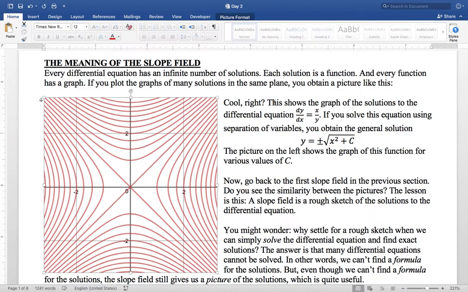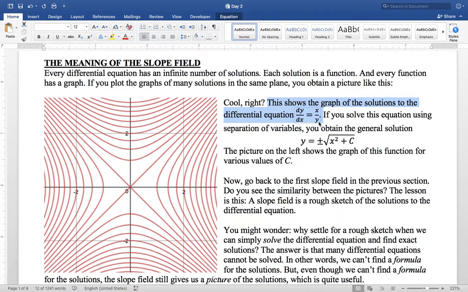This picture here shows the graph of the solutions to the differential equation dy/dx = x/y. If you solve this differential equation using separation of variables, you obtain the general solution, this thing right here. And this picture is obtained by graphing this function for different values of c. If you let c be 0 and you take the plus and the minus, then I believe that you get this straight diagonal line right here.